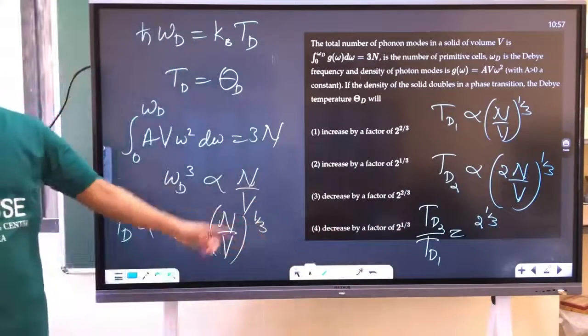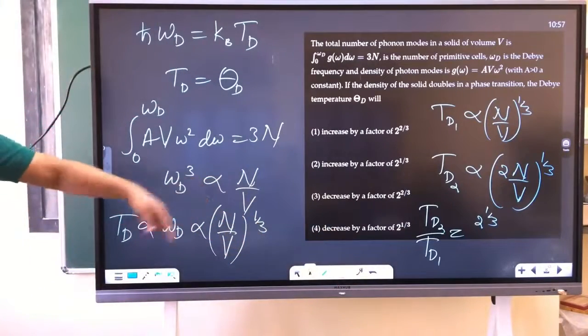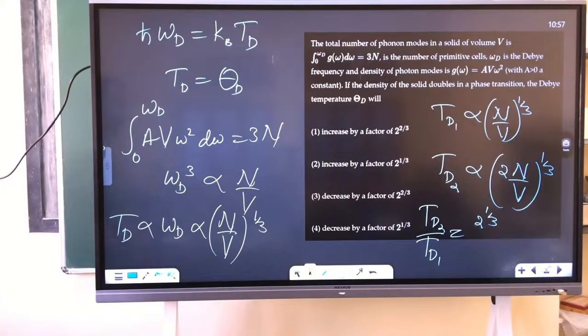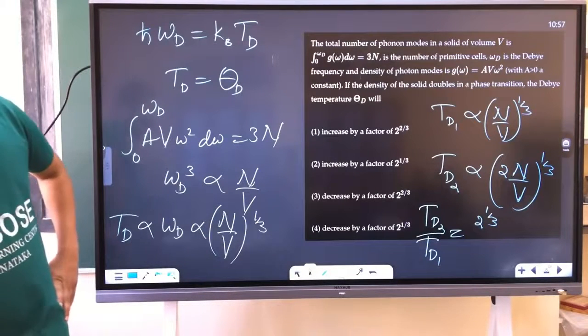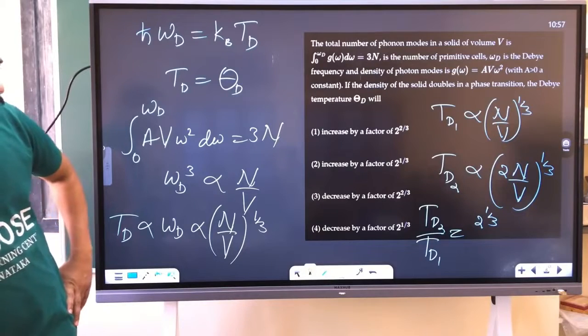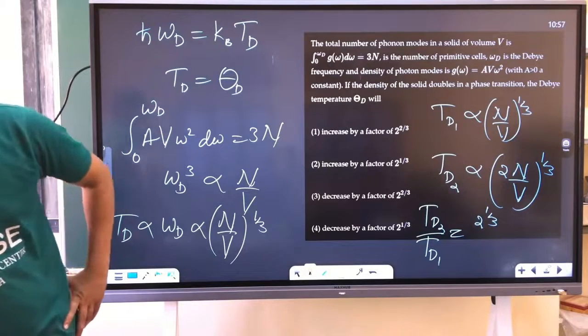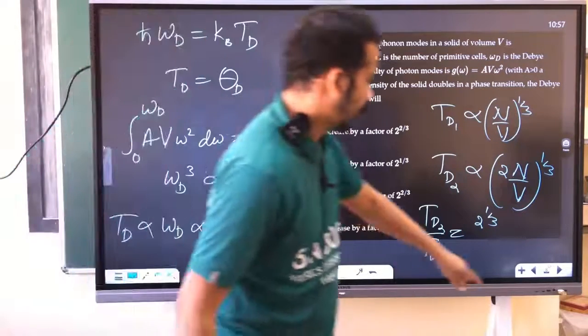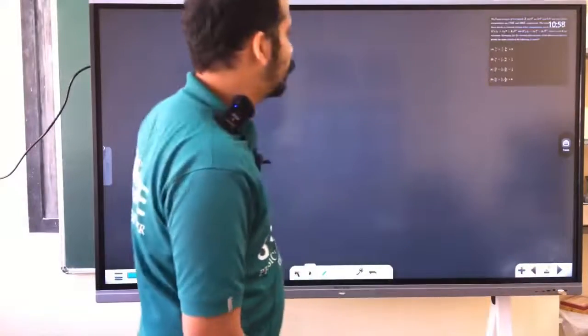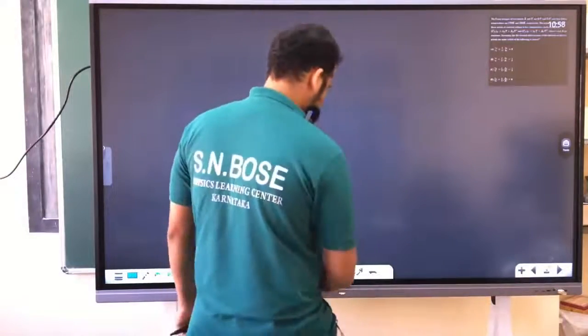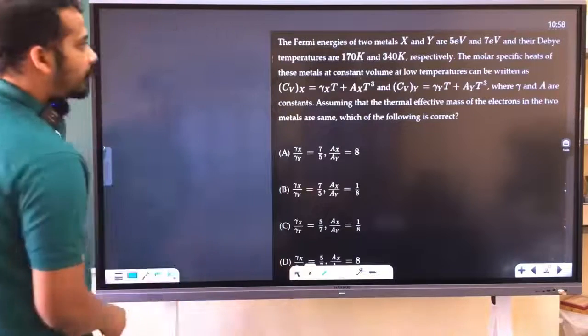Do the problems again and cross check the answer later. It is there on the web page. It increases by the factor of 2 to the power 1 by 3. Very simple. That's what I'm stressing: even in the derivation, what you need to look into is very important.